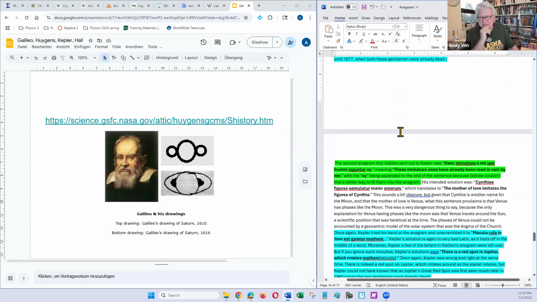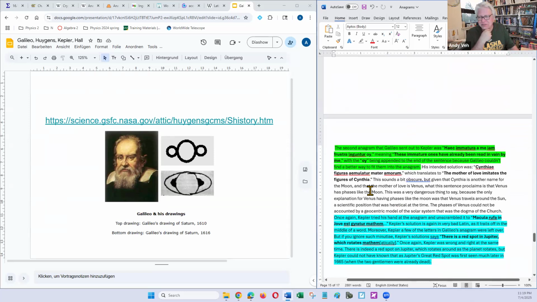All right, so here's the other one that he sent to Kepler and other people in Europe too. This one he actually tried to make words out of, right? Haec immatura a me jam frustra leguntur o y. The o y is actually not a word at all, but he needed to put the o y in there. And that translates, these immature ones have already been read in vain by me, which doesn't mean anything.